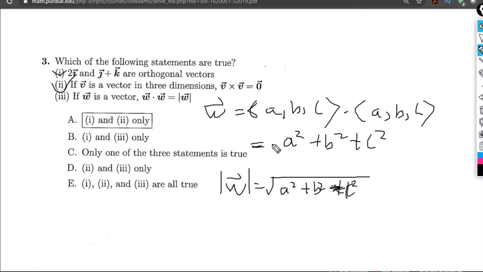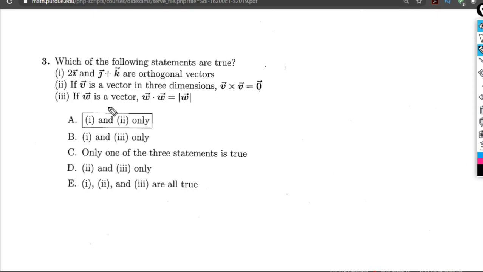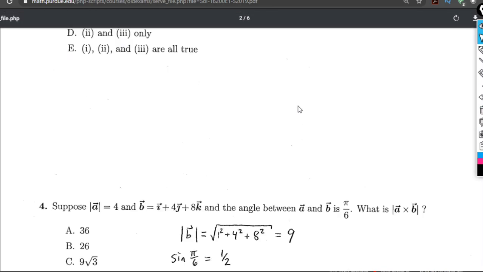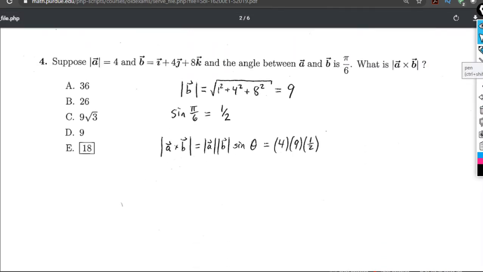So for these two, they're clearly not the same, but if you square this, then it will be the same. So it's actually an identity, I think. If you dot the vector to itself, it will be the length squared, or it's just length times length. So number 3 is false, and thus A is the answer, because number 1 and number 2 are true. Let's move on to number 4 here.